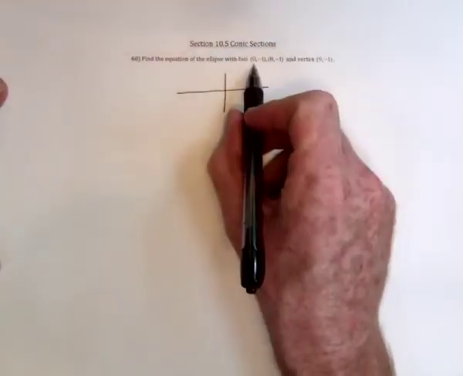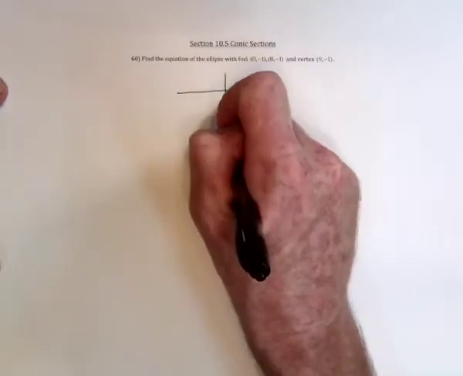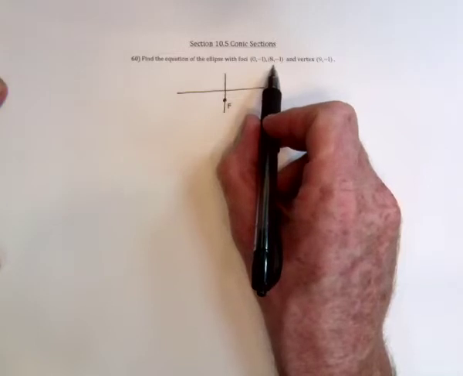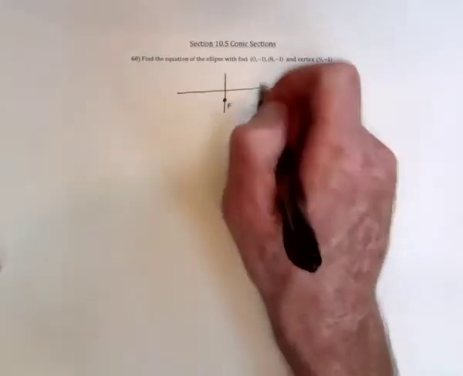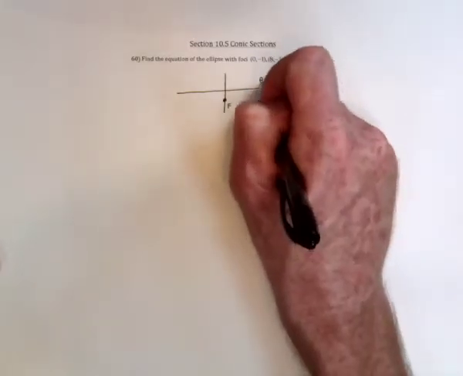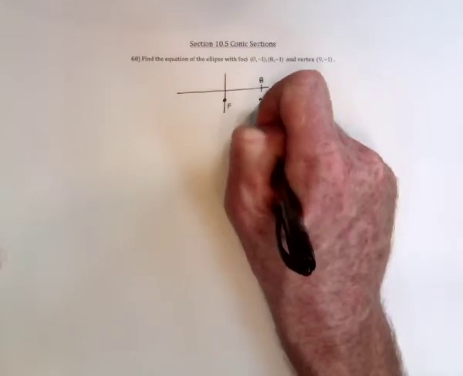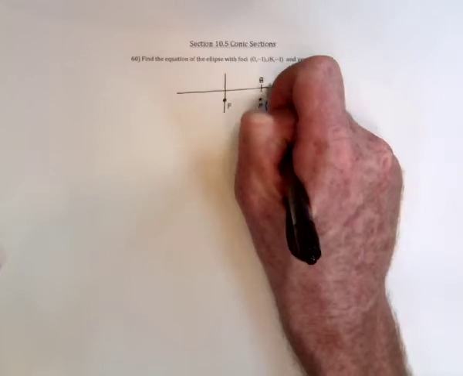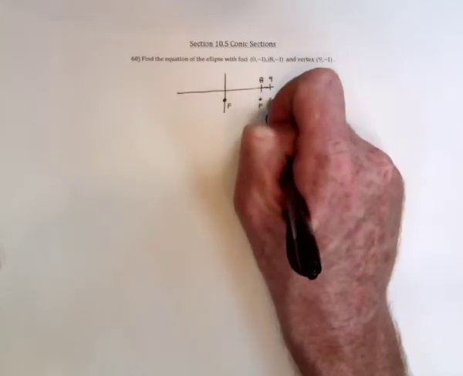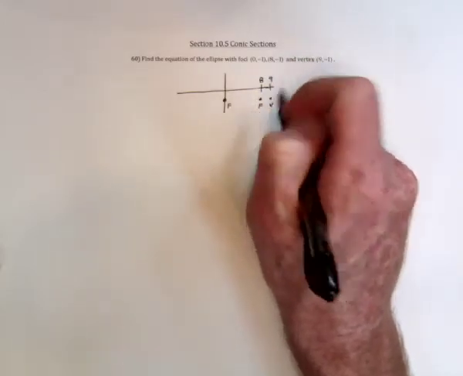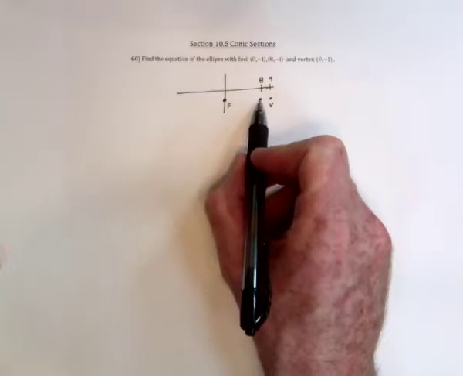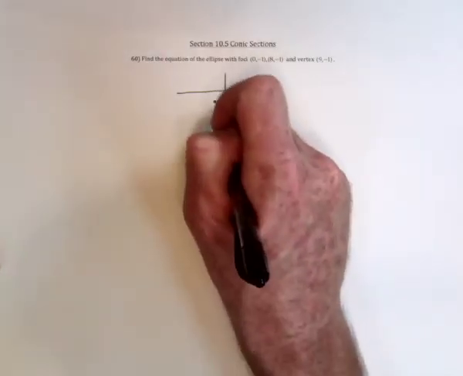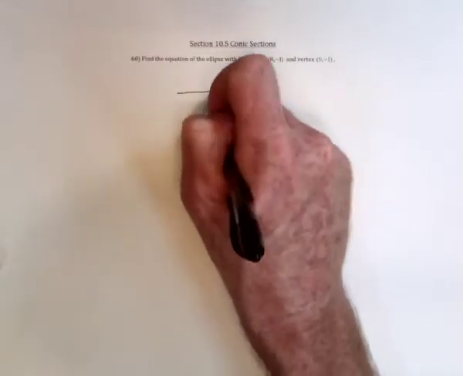So one is there's a focus point at 0, -1. There's a focus point at 8, -1. A vertex, or an endpoint, at 9, -1. So since this thing is symmetric, this is 1 unit over. That means if you go 1 unit over this way, there's the other vertex.